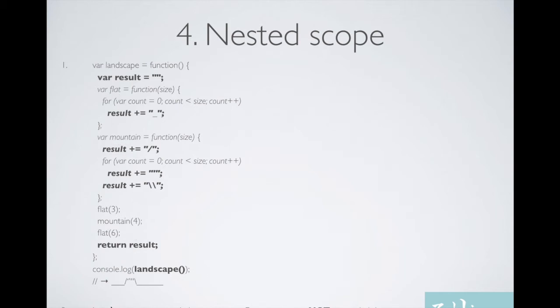Yeah, so inner scopes can access their outer scopes, but outer scopes cannot access their inner scope, which means landscape here cannot access anything created within function flat or function mountain. Yeah, because landscape is the outer scope, and flat and mountain are inner scopes.